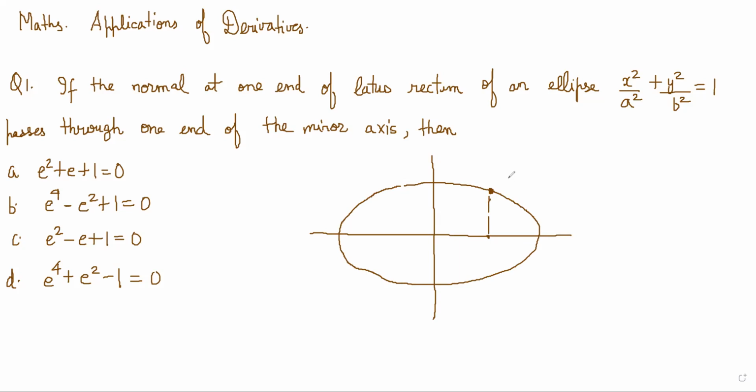Below. The coordinates are ae and b square by a. And you draw the normal at that end; obviously it will pass through the other end, not this one. So this is basically 0 comma minus b. So the equation of normal, if you write from (ae, b square by a), it should go through 0 comma minus b, and that should give you the condition on the eccentricity.